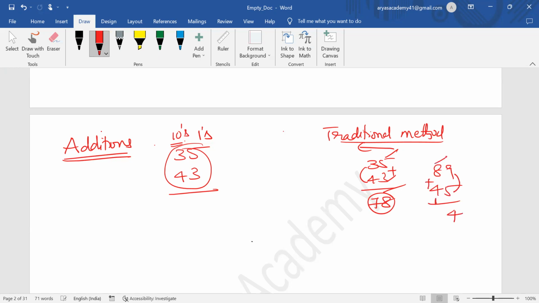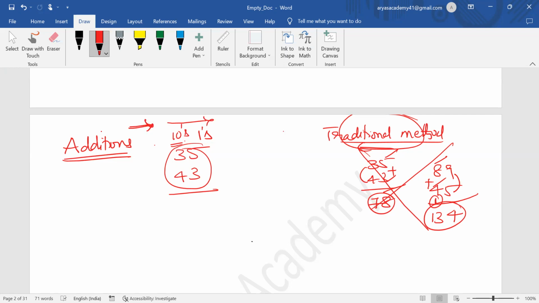Then I will try to add this. 8 plus 4, 12. 12 plus 1 is actually 13. So the answer is finally 134. This is the traditional approach, but we won't be using this one. We'll be using a slightly different approach, and that is exactly the counter of the traditional approach, exactly reverse. We will move from left to right instead.